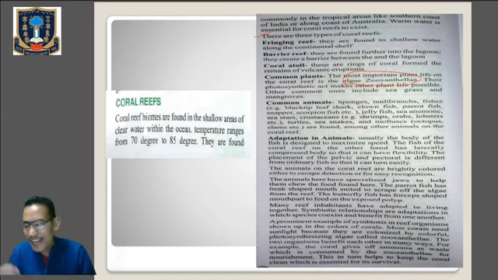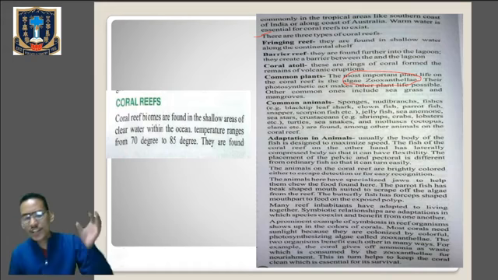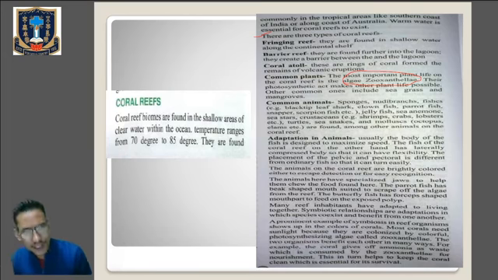Otherwise, when excess ammonia is released by the coral, the environment or habitat will not be clean. It becomes dirty, which will not be suitable for the coral to survive. So the symbiotic association between the coral and the zooxanthellae is very essential because both of them are mutually benefited. The coral gives out ammonia as a waste product, and that ammonia is being utilized by the zooxanthellae.